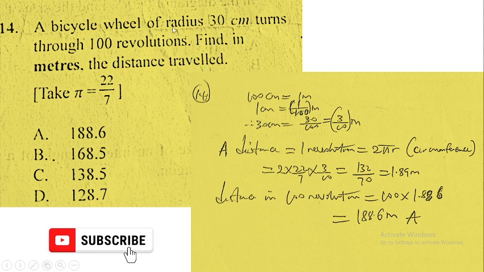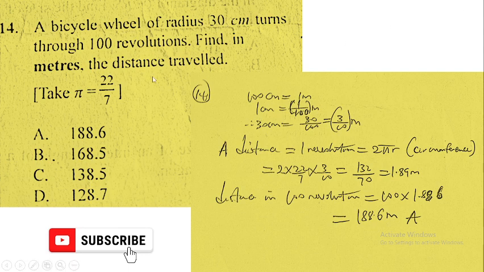But the radius of the wheel is given to us in centimeter, and the question wants us to leave the answer in meter. So that means you need to first of all convert the radius to meter. And how do we do that? The conversion rate is 100 centimeter is 1 meter. Therefore 1 centimeter will be 1 over 100 meter by dividing both sides by 100. So 30 centimeter will be 30 over 100, and that will be 3 over 10 meter. So that means the radius will be 3 over 10 meter.